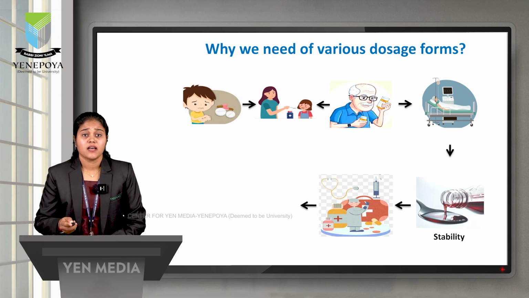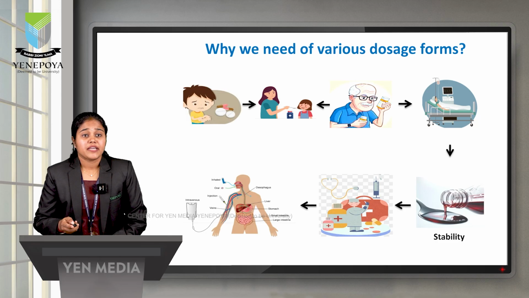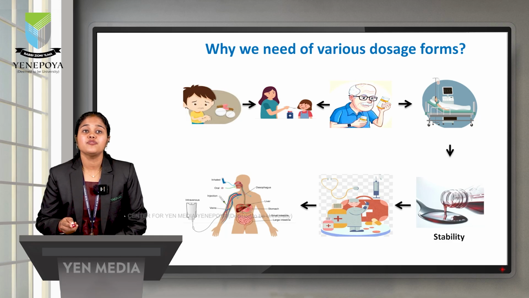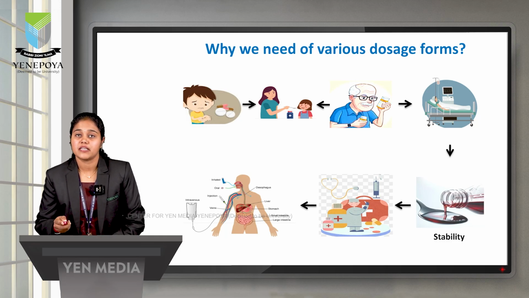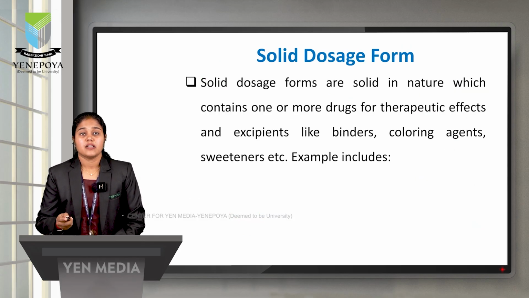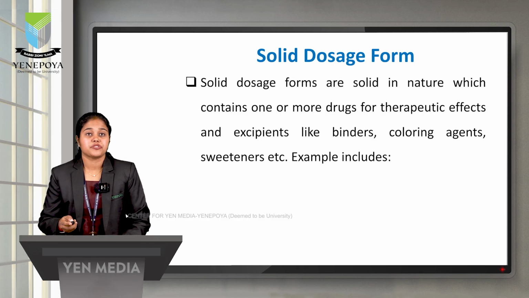The next is that we have various dosage forms. They may be taken through the oral route, or given through the intramuscular route, the intravenous route, or sometimes inhalers will be there. So these are all different dosage forms. As per the requirement, we have to design the dosage form. So these are a few reasons why we need various dosage forms of the same drug. We'll discuss the different dosage forms now.